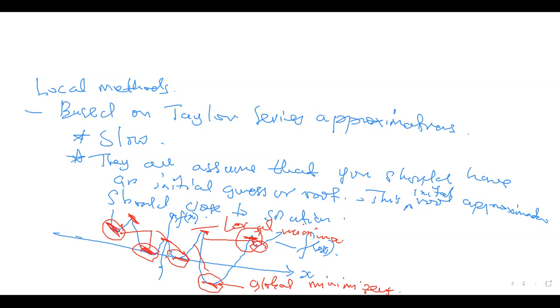And then the other thing, they are local methods because they are all based on the Taylor series approximation. They dictate that you should have an initial solution to the function. Okay?